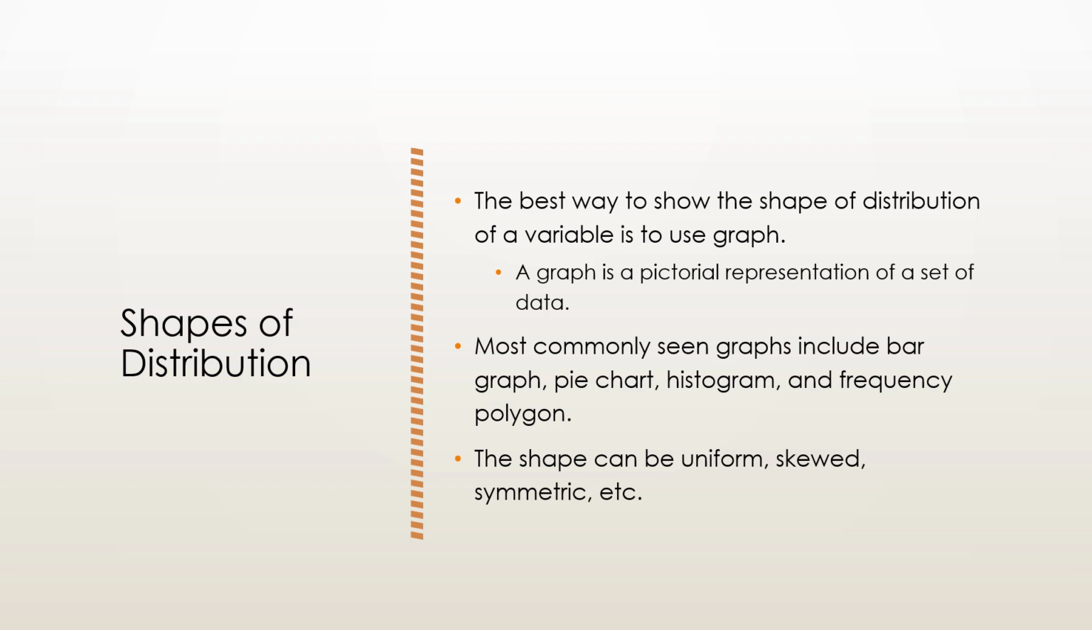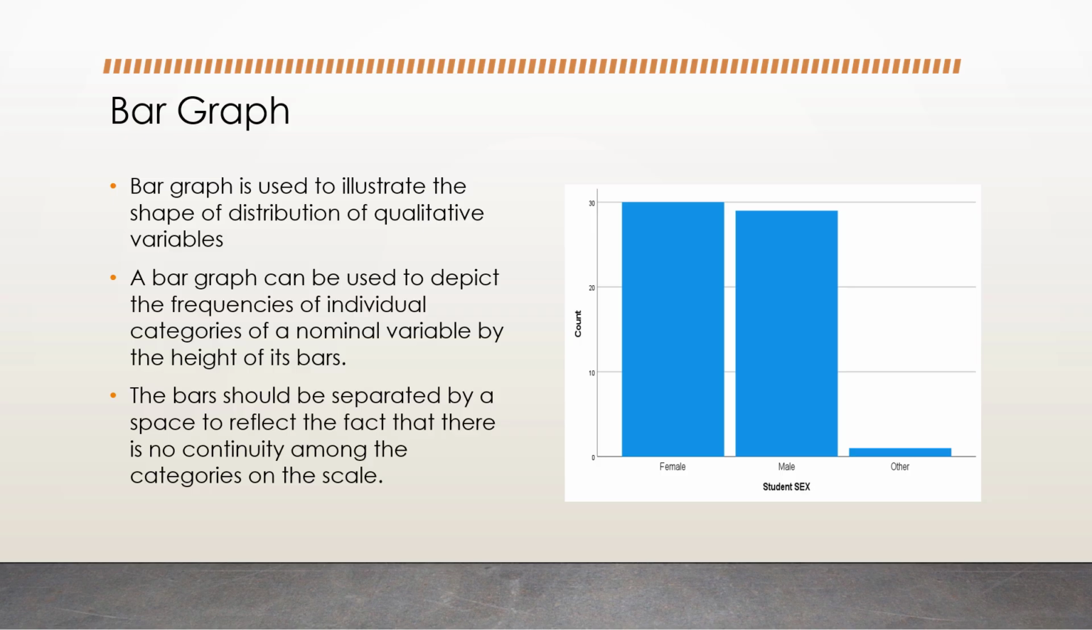A graph is a pictorial representation of data. The most commonly used graphs include bar charts, pie charts, histograms, frequency polygons, and box plots. Let's begin with the bar chart. A bar chart is used to illustrate the distribution of qualitative variables.